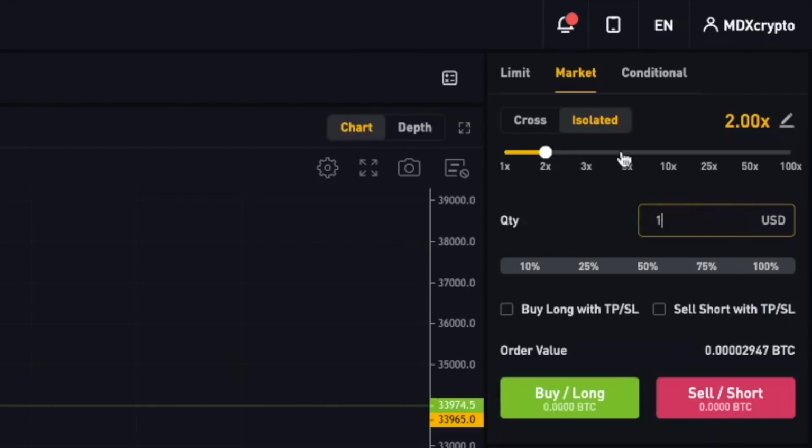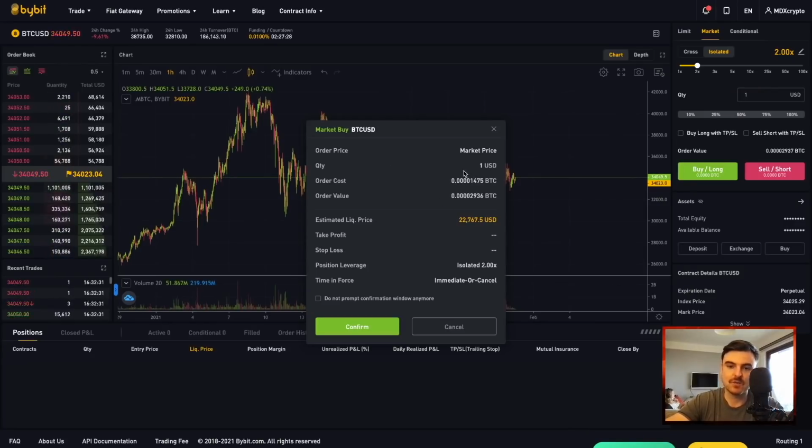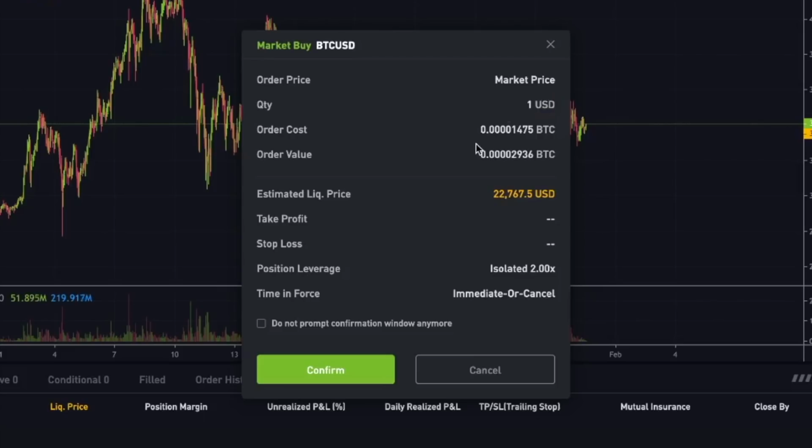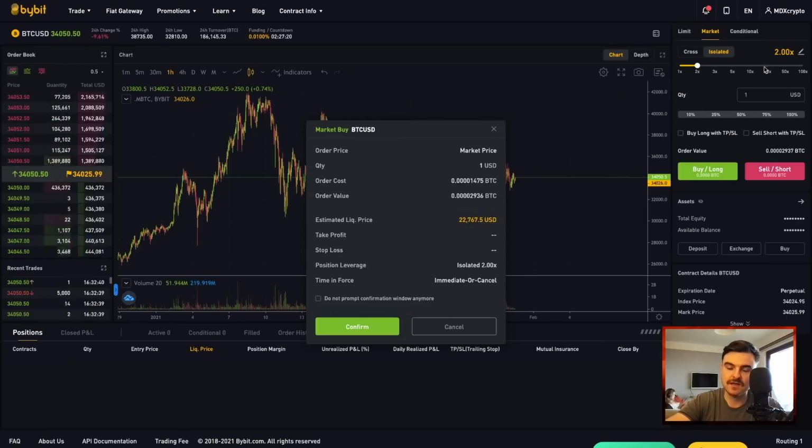Let's make an example. So you do a market order on 2 times leverage. You're buying one contract. You click buy. What you're going to get is the confirmation window. You can see here it's $1 worth of Bitcoin. It shows you the cost, the order value, and you can see there's a liquidation price. Now, the higher the leverage you're using, the higher that liquidation price is going to be.